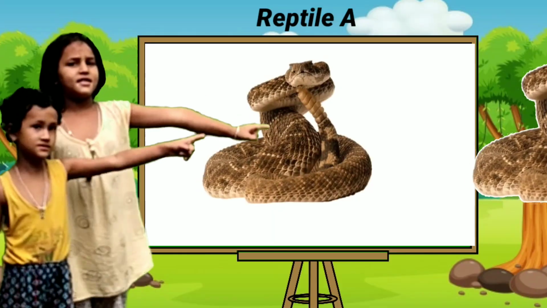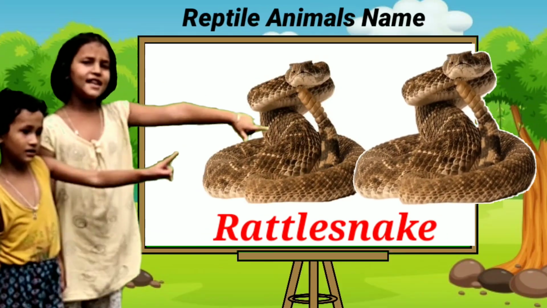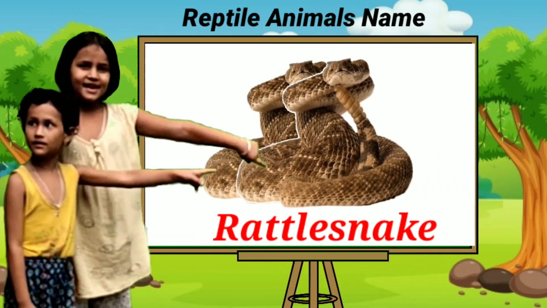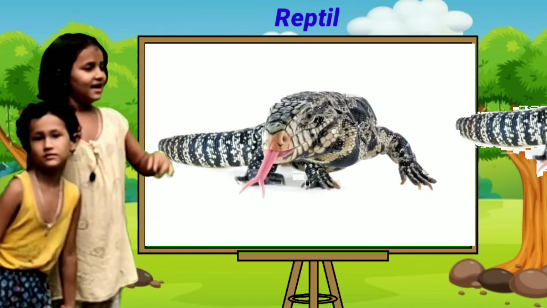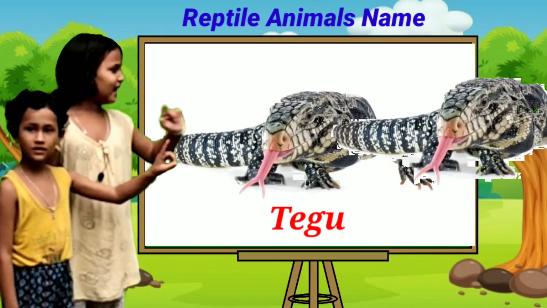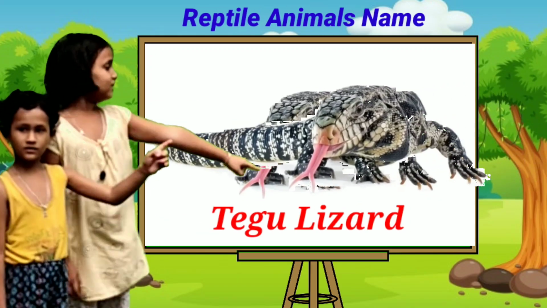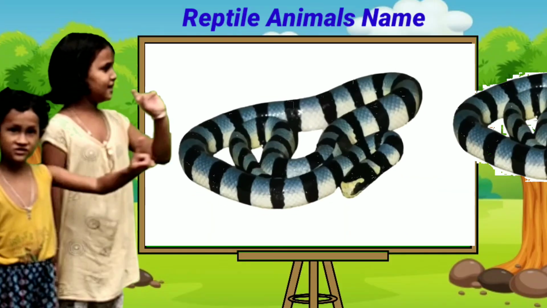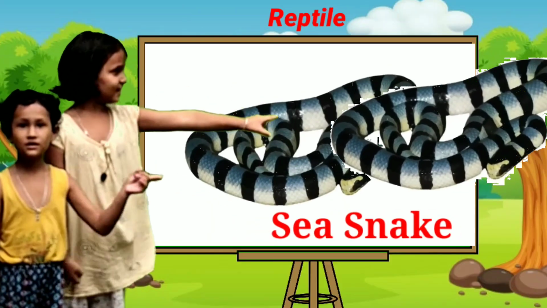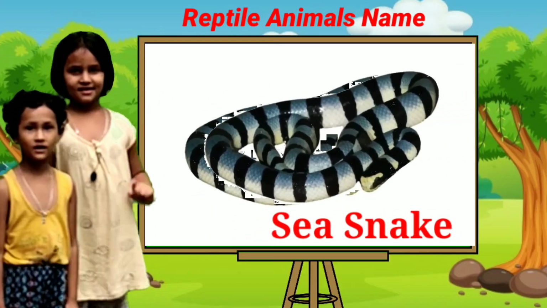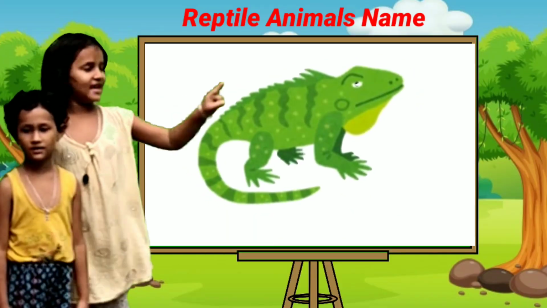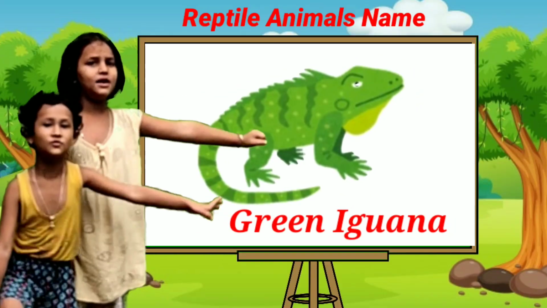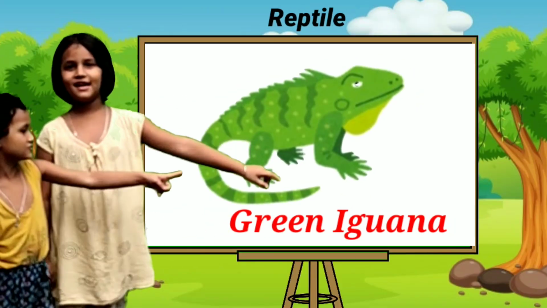This is a rattlesnake. Rattlesnake. This is a tegu lizard. Tegu lizard. This is a sea snake. Sea snake. This is a green iguana. Green iguana.